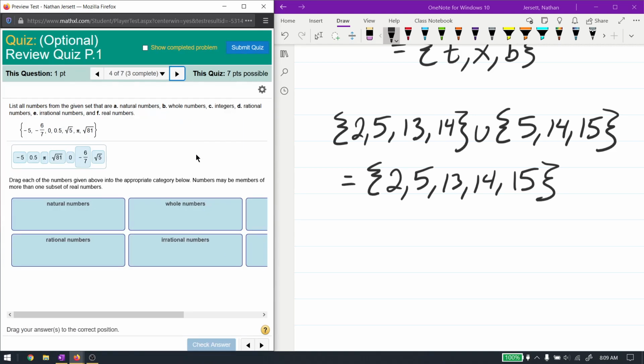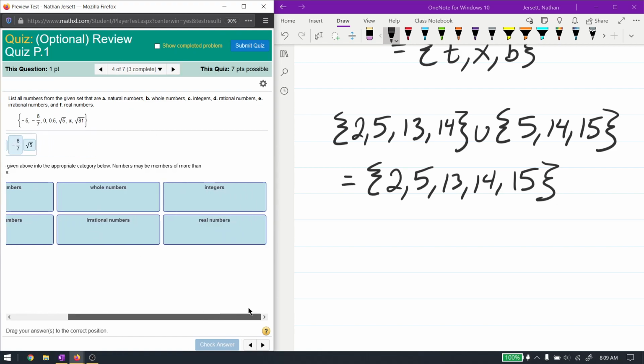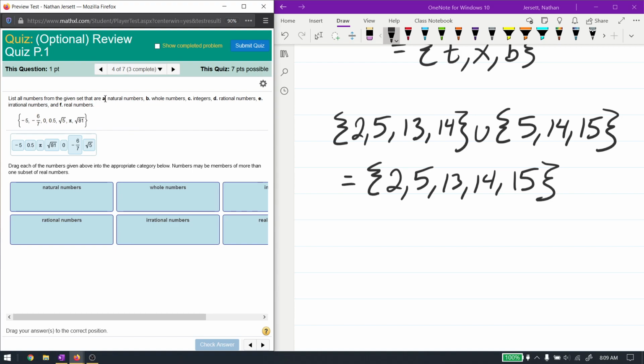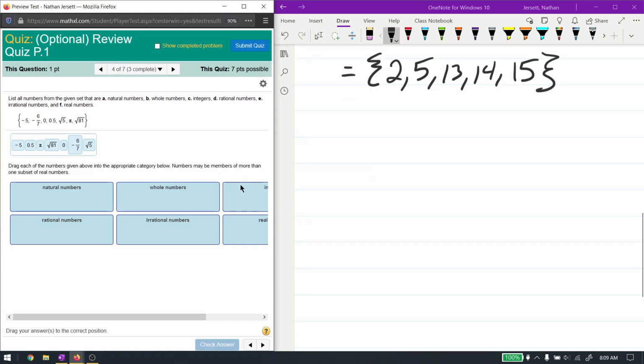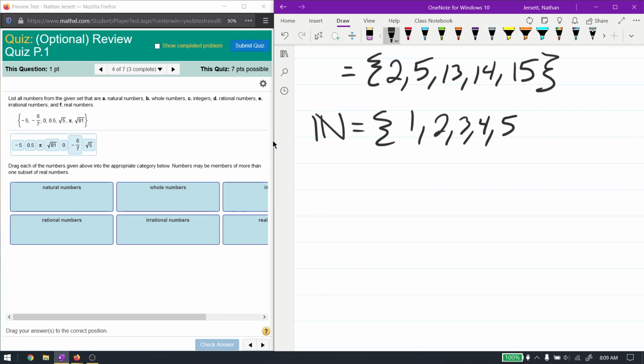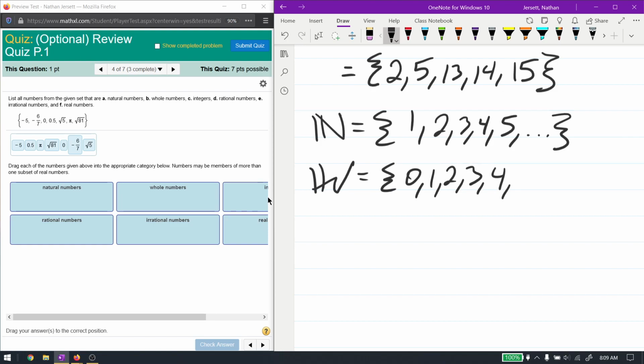Okay, here we have a listing, and we're asking what sets of real numbers each one of these things falls in. So what's important to note is the different categories. The first one, A, is the natural numbers. The natural numbers are all of the counting numbers. So it starts with 1, 2, 3, 4, 5, 6, 7, 8, 9, 10, 11, 12, all the way on up to positive infinity. The whole numbers is the exact same set, but now we add 0. It's everything the natural numbers have and 0 included in it.